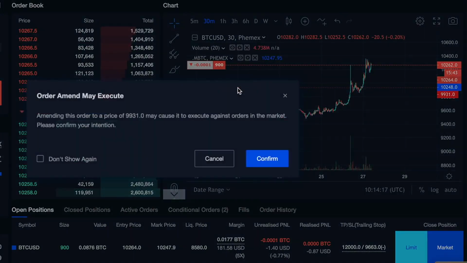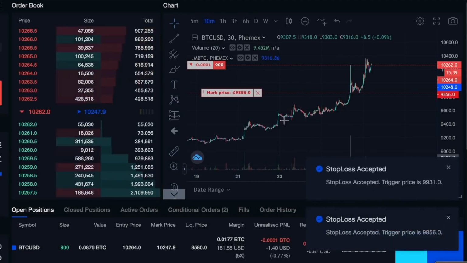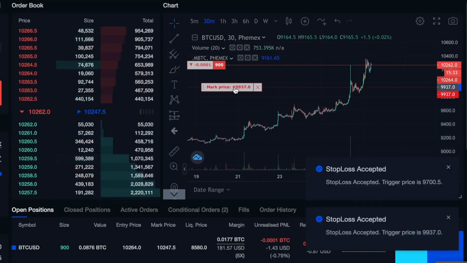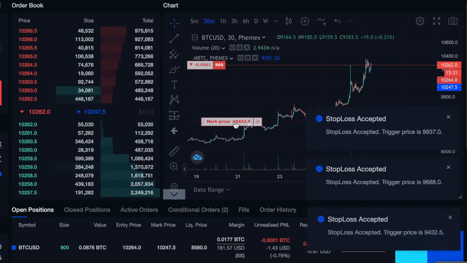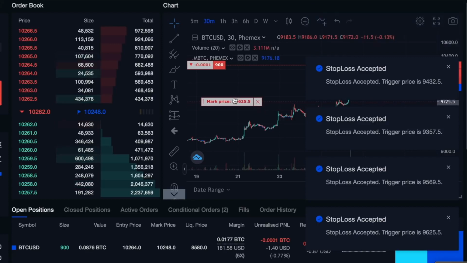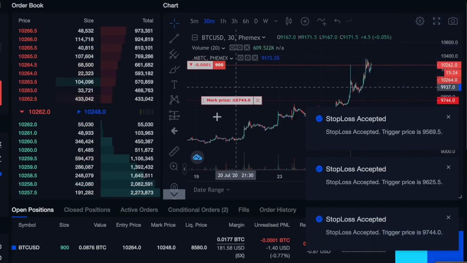Just drag and drop, and you just click here, don't show again, confirm, and now you can just drag and drop. And now that you don't see the confirmation message, you can just drag and drop up and down here, and your stop loss will be changed. And this works the same for take profits and all kind of limit and conditional orders.